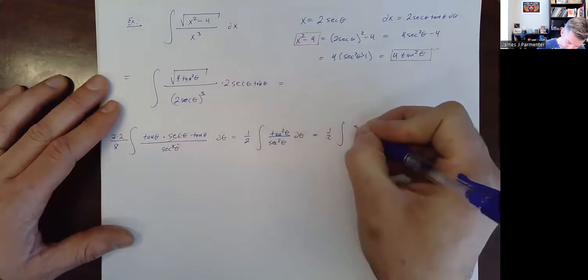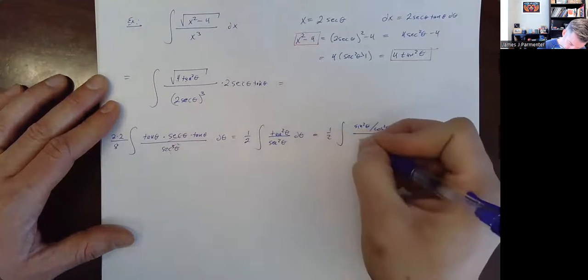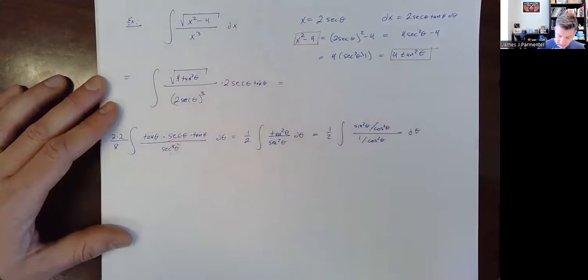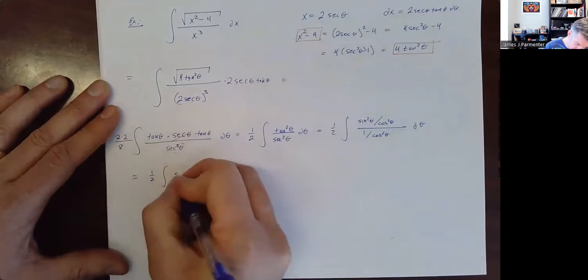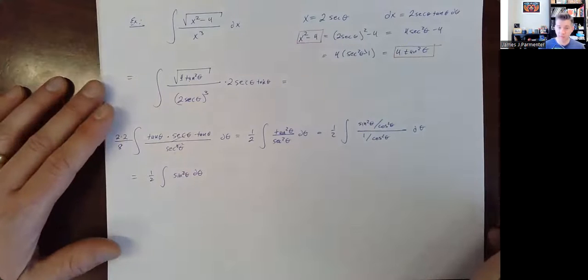Tangent squared is really sine squared theta over cosine squared theta. And secant squared is 1 over cosine squared theta. And then I can flip and multiply, the cosines cancel out, and I'm left with 1/2 the integral of sine squared theta d theta.